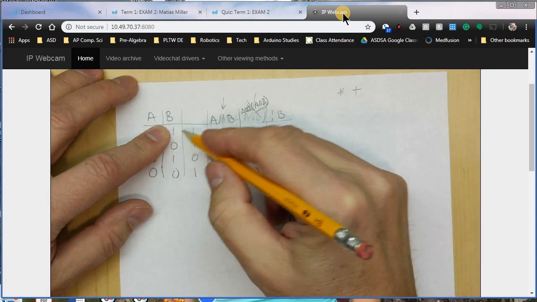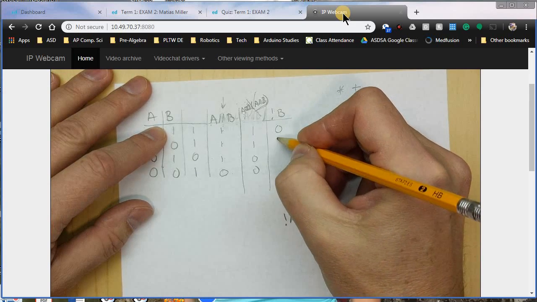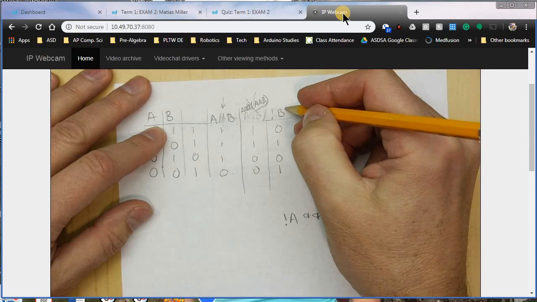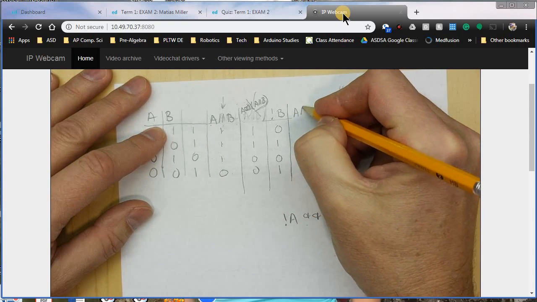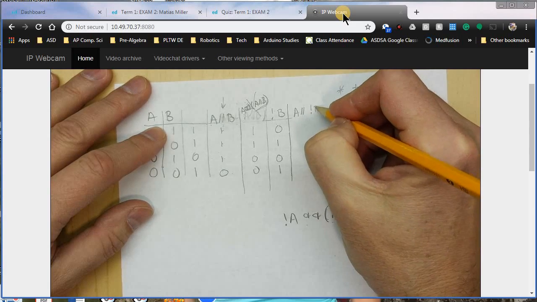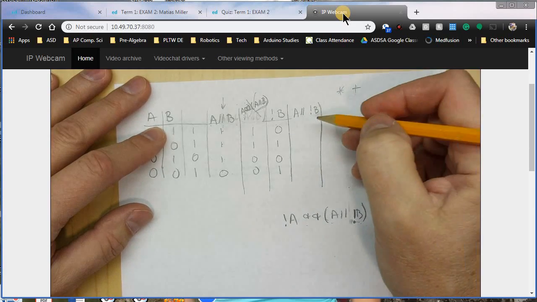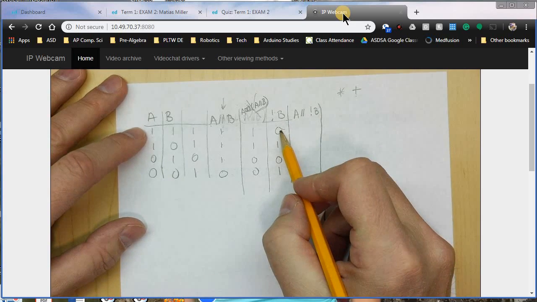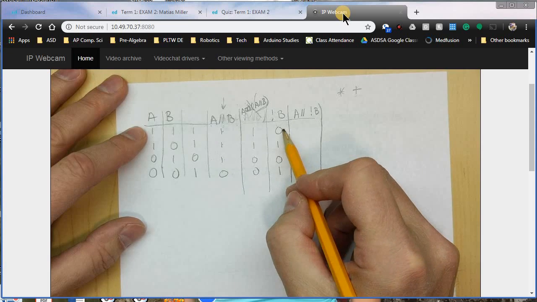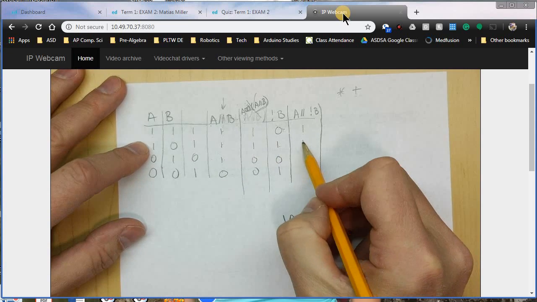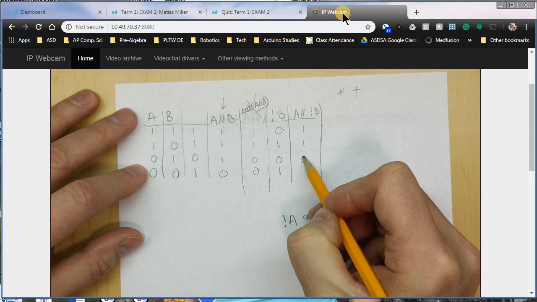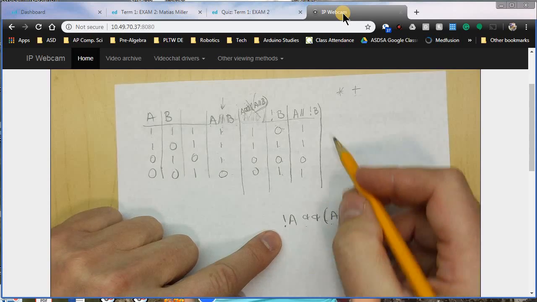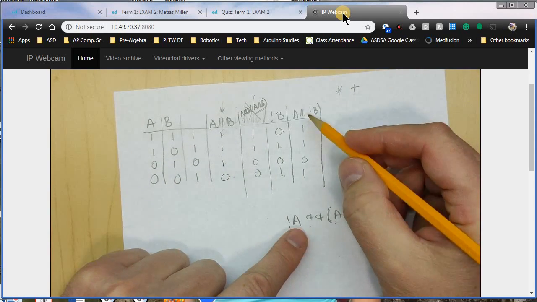B not is going to be the opposite of that. So it's going to be 0, 1, 0, 1. And I'm going to OR that with A. So I'm going to take this one and OR it with A. So that means if one of them is a 1, then the whole thing is a 1. So it's going to be 1, 1, 0, 1. Okay, now I have to AND that, this part here, I have to AND it with A not.